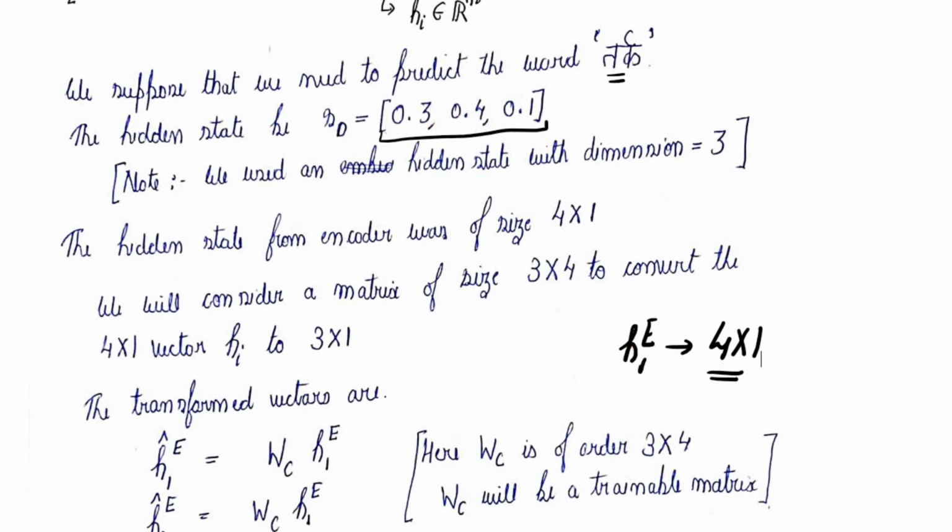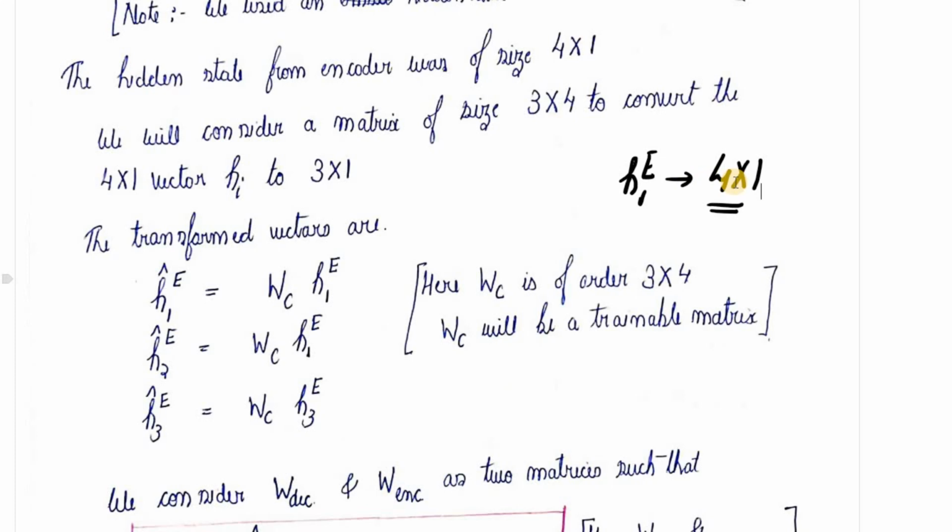Now we will try to transform the vectors of order 4 cross 1 to 3 cross 1 in the first place, which we did by considering a weight matrix of order 3 cross 4. So this is the trick. Whenever you see a mismatch, you always impute a matrix of a suitable dimension which will be tuned while you do the model tuning or you do the backpropagation.